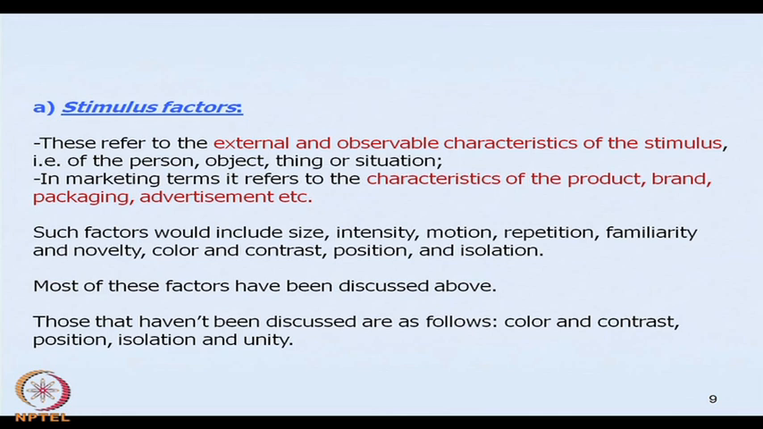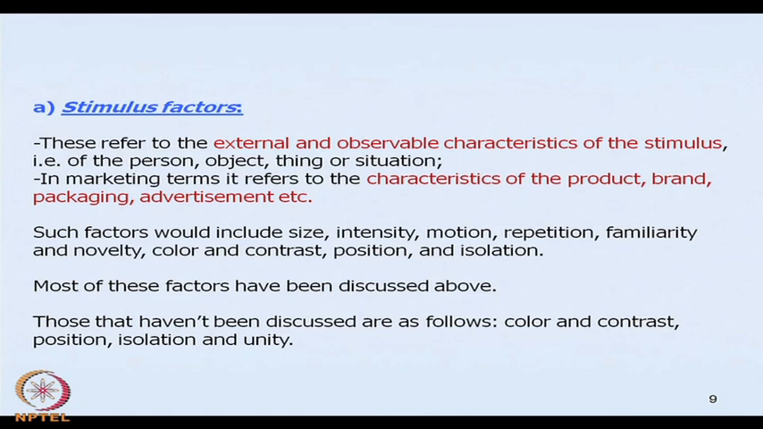So, factors related to the stimulus, or to the product, brand, or the four P's, would again include size, motion, intensity, familiarity, novelty, contrast, position, isolation. Most of these factors we have already discussed yesterday in our session on perceptual selectivity. Those which we haven't discussed are color and contrast, position, isolation, and unity. We'll discuss these. The rest, of course, we discussed yesterday: size, the larger the letters, the larger the words, the larger the size, it's going to have an impact on selection and organization.